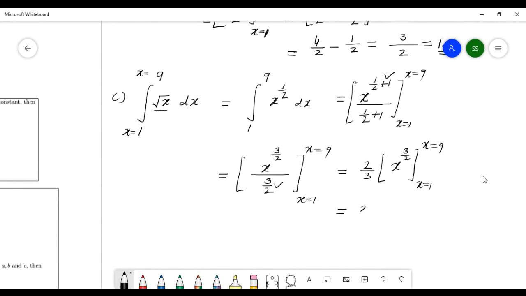So this equals what here? 2 by 3, and first you put x equals 9, so 9 power 3 by 2, and then subtract x equals 1, so 1 power 3 by 2.